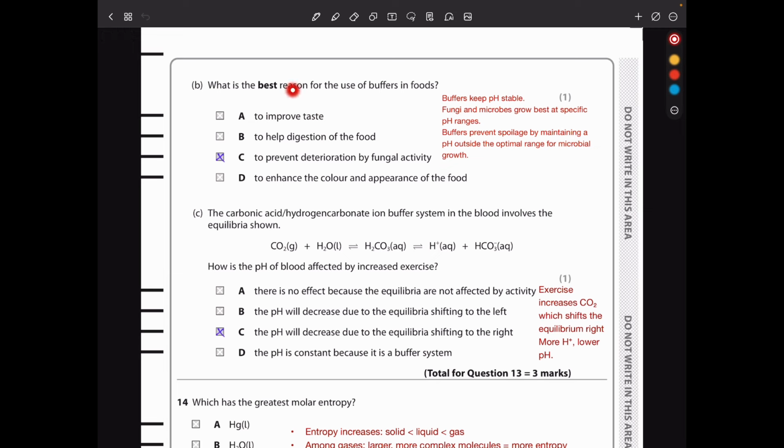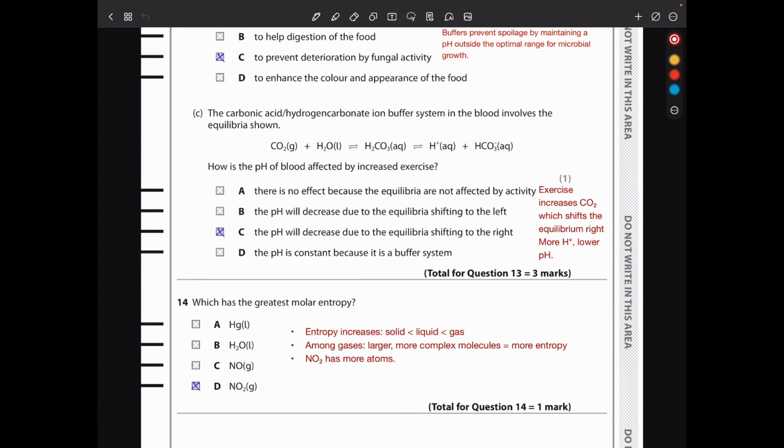In part B, what is the best reason for the use of buffers in foods? This is to prevent the deterioration by fungal activity. It could be fungus or microorganisms, not to improve taste, not to help with digestion of food, and not to enhance color or appearance. The answer is C.